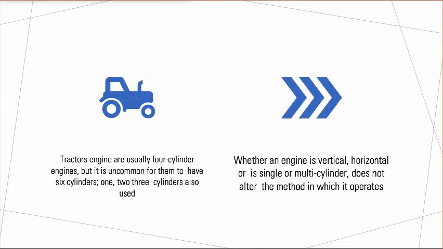Tractor engines are usually 4-cylinder engines, but it is uncommon for them to have 6 cylinders. 1 to 3 cylinders have also been used. And whether an engine is vertical, horizontal, or single or multi-cylinder, it does not alter the method in which it operates.